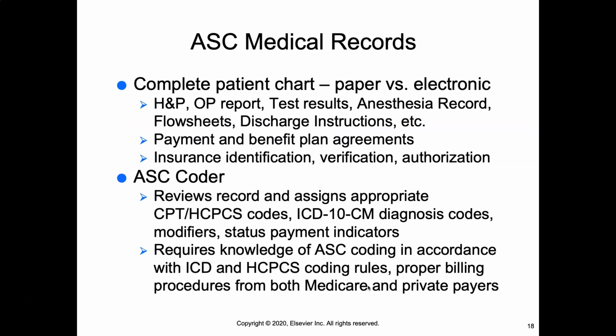So let's talk about those ASC medical records. First of all, you have to have a complete chart, whether that's paper or electronic. You have to have a complete patient chart, and that means you have a history physical report, an op report, test results, anesthesia record, any flow sheets, like vitals, things like that. Discharge instructions, and then any payment and benefit plan agreements, insurance identification, verification, authorization, those types of things.